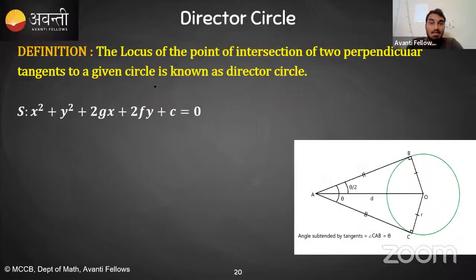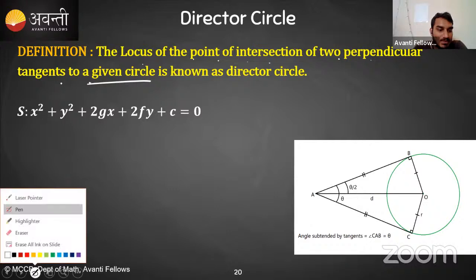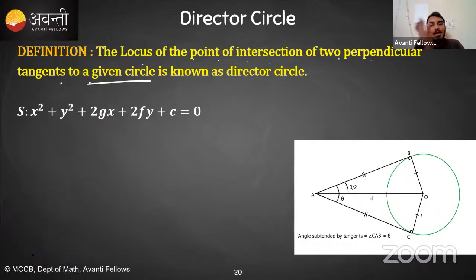In the context of a circle, what is the director circle? The locus of the point of intersection of two perpendicular tangents to a given circle is known as the director circle. Okay, so what does it mean? It means there are points lying outside the circle, infinite points, and out of those infinite points there are many points from which if you draw the tangents on the circle you will get 90 degrees. Okay, like this.